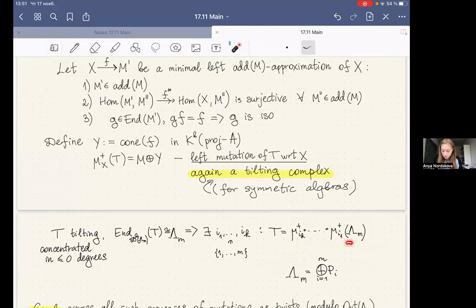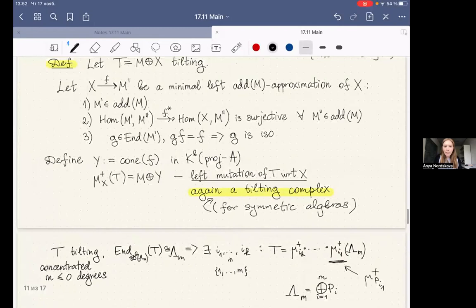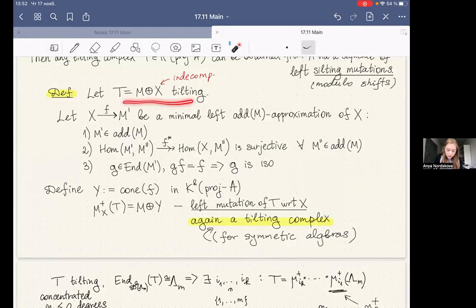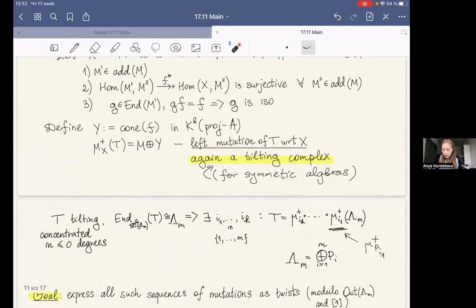And here I want to explain why I'm not writing some objects in the subscripts of mu. I'm writing some numbers. So what I mean is that, first, my algebra is the sum of indecomposable projectives, and here I take the mutation which corresponds to the corresponding indecomposable projective. But when I do mutations, I have a canonical bijection between indecomposable summands of the old tilting object and the new tilting object, because when I mutate with respect to an indecomposable summand, I only change one summand. And so here it is clearer what I mean by the sequence of numbers.